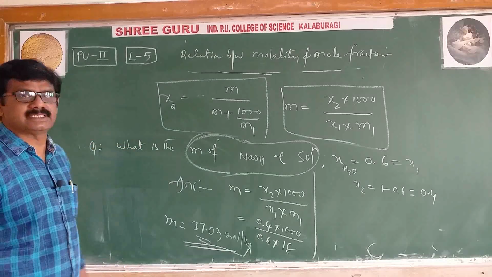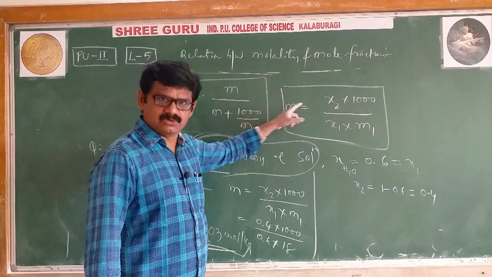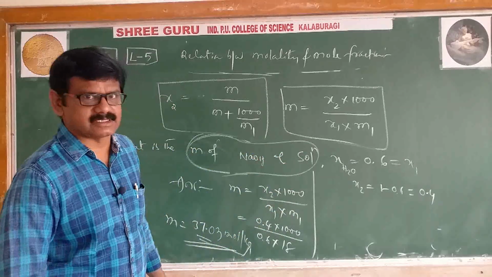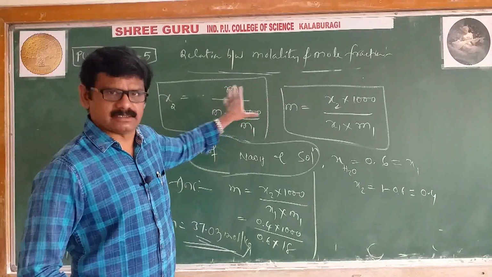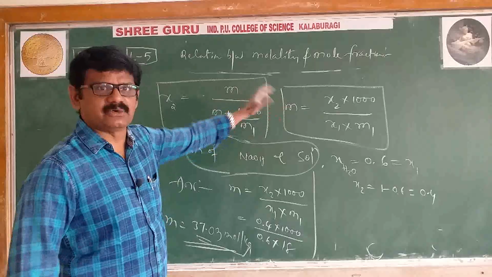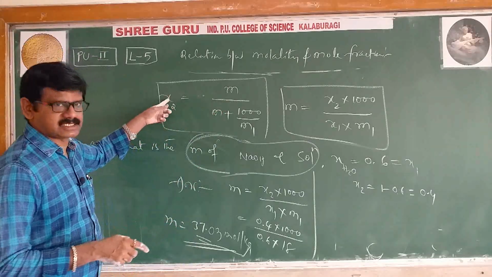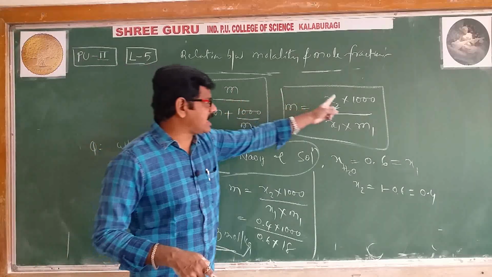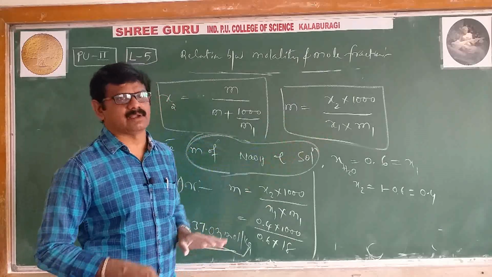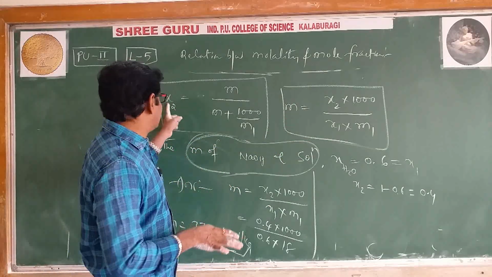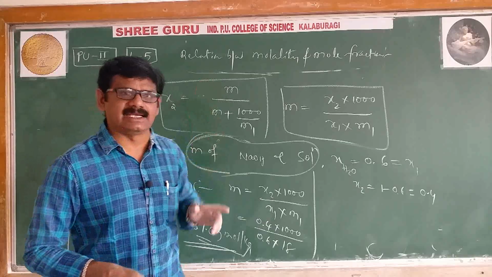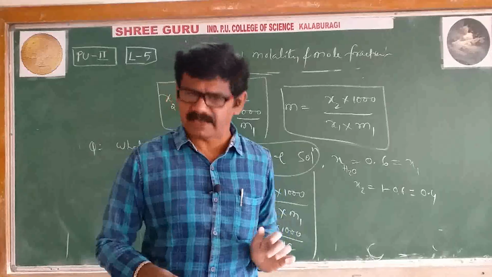That's it. Means with the help of these two relations we can solve the questions. It is better if we remember both the relations. It is easy then. If molality is given and mole fraction is asked, we'll use this formula. If mole fraction is given and molality is asked, we'll use that formula. But anyhow, both are relations between mole fraction and molality only, right?